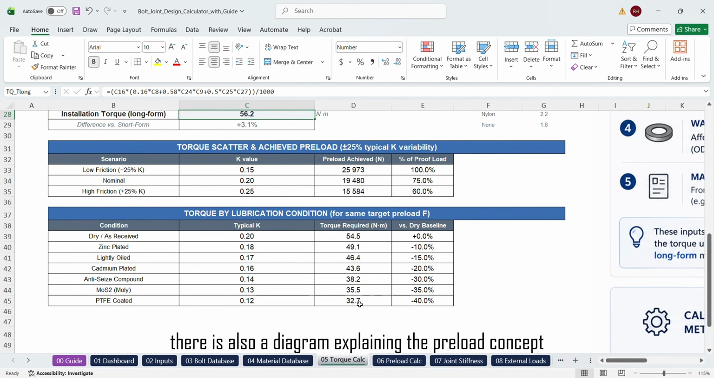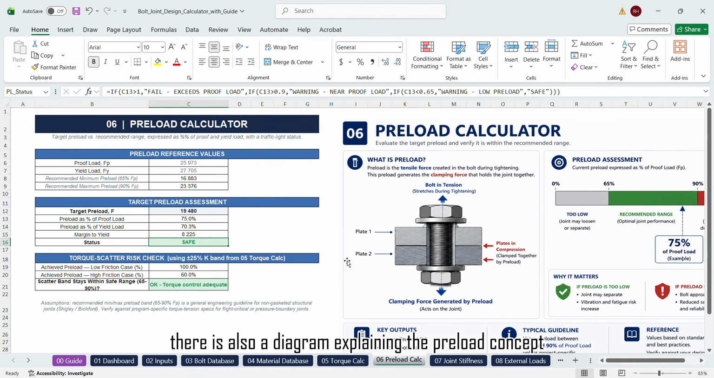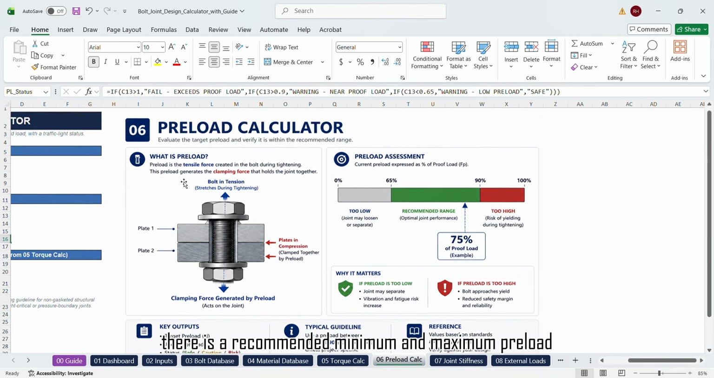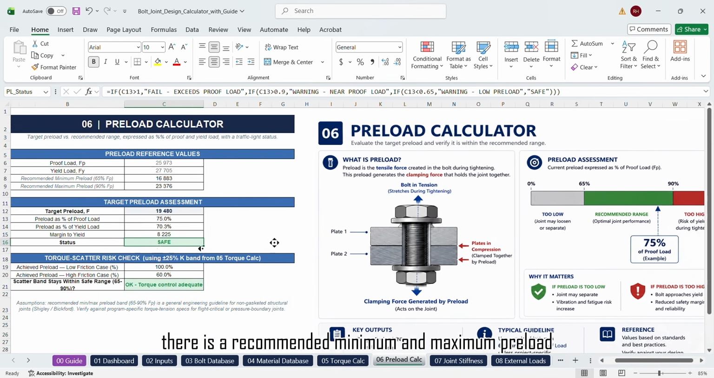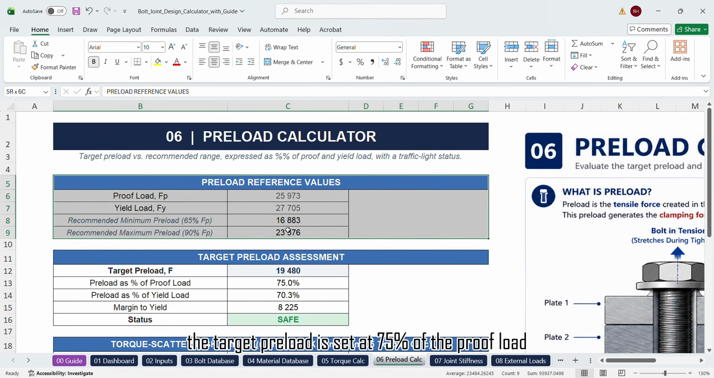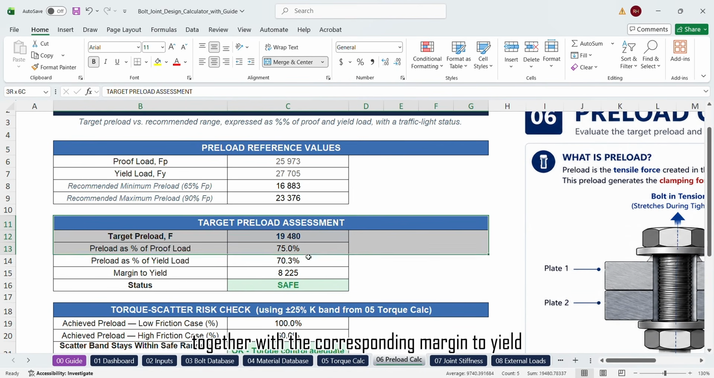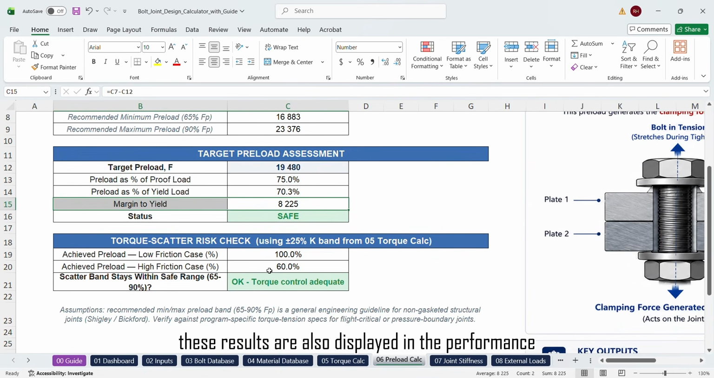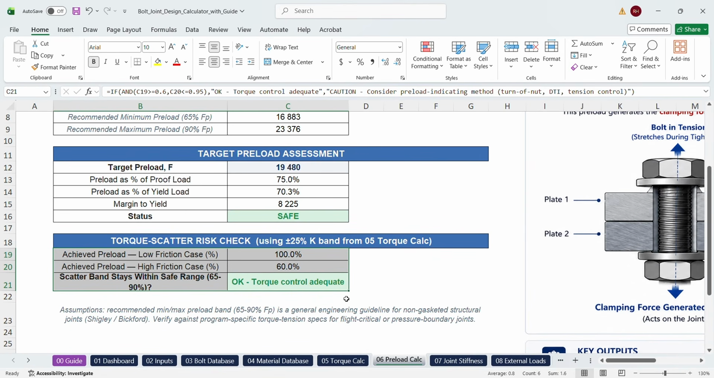Then we have the preload calculator. Here, there is also a diagram explaining the preload concept. Additionally, based on the selected bolt, there is a recommended minimum and maximum preload. The target preload is set at 75% of the proof load, together with the corresponding margin to yield, and we can immediately see whether this preload is safe or not. These results are also displayed in the performance indicators.